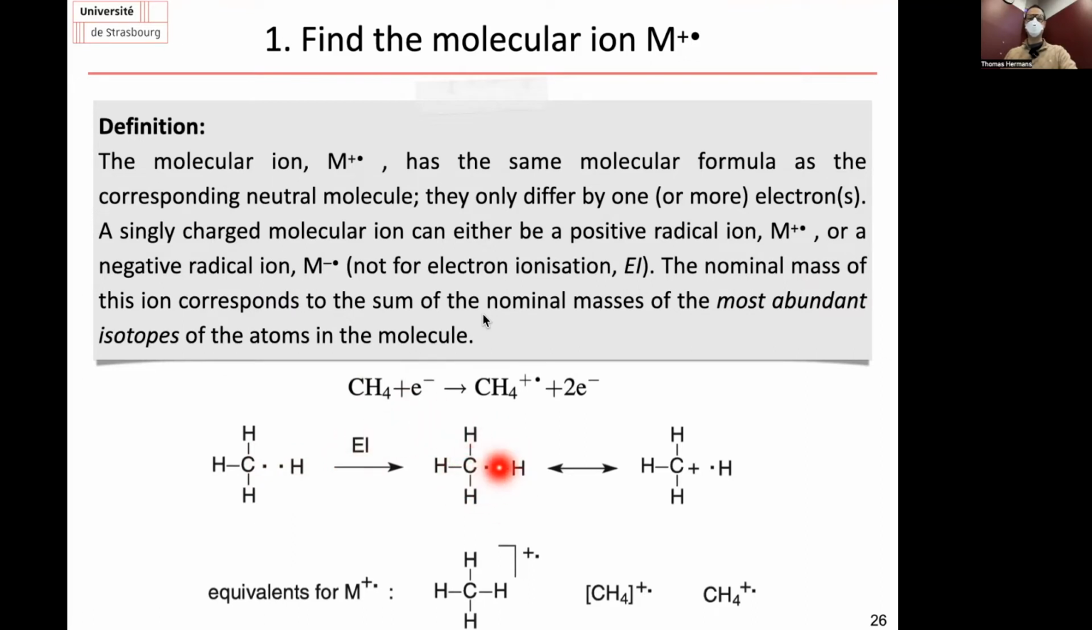This can be either the one closest to the hydrogen or the one closest to the carbon. So I get this structure. And these are the different ways people in mass spectrometry write these ions, right? So I can write it like this, or just like this.